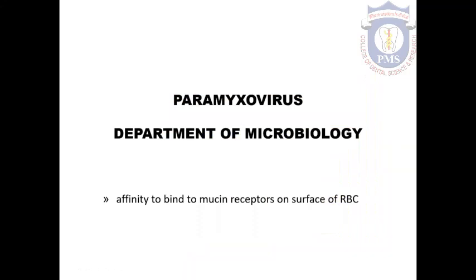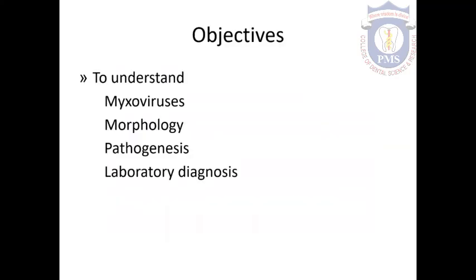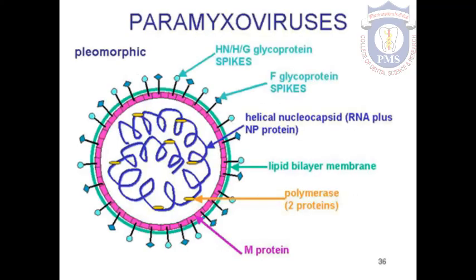Myxoviruses are a group of viruses that bind to mucin receptors on the surface of RBCs. Myxo in Greek means mucin, resulting in clumping of RBCs together to cause hemagglutination. Objective: to understand myxoviruses, their morphology, pathogenesis, and laboratory diagnosis.